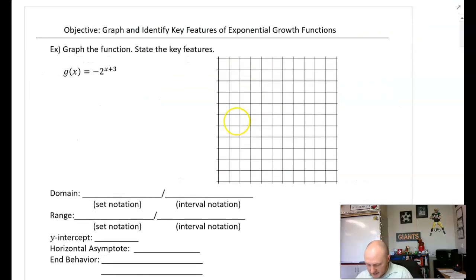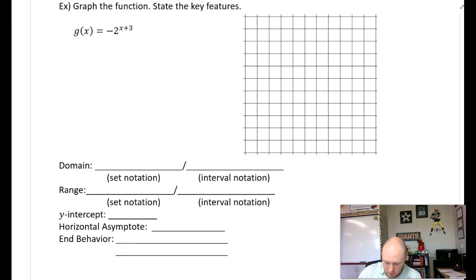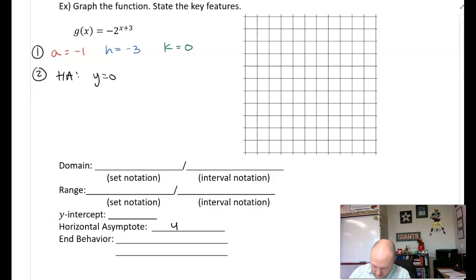All right, here is example number 2. They say graph the function and state the key features. g of x is equal to negative 2 to the power of x plus 3. In this example, our step 1, again, is to find the a, h, and k. Our a value is negative 1. Again, our base is 2 with an h value of negative 3, and our k value is 0. With a k value of 0, this means that our horizontal asymptote will be y is equal to 0. Okay, and we can go ahead and place that in our key features.